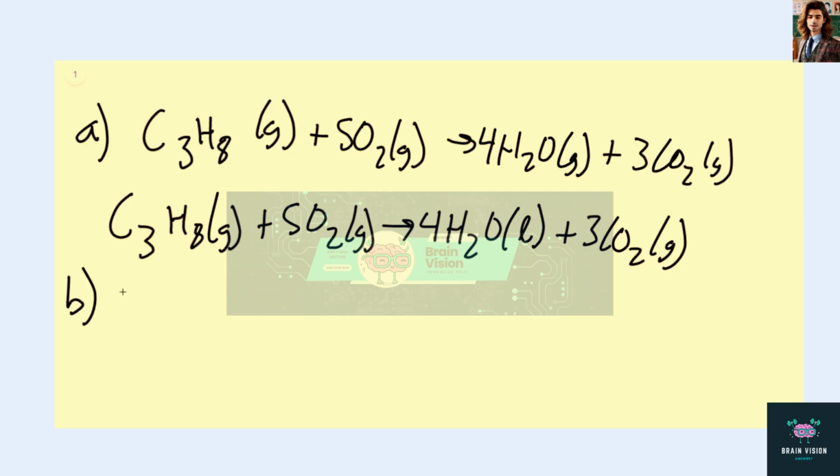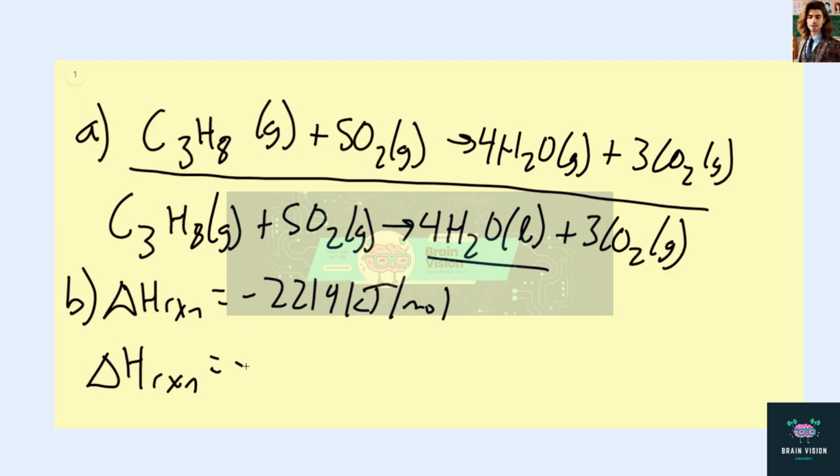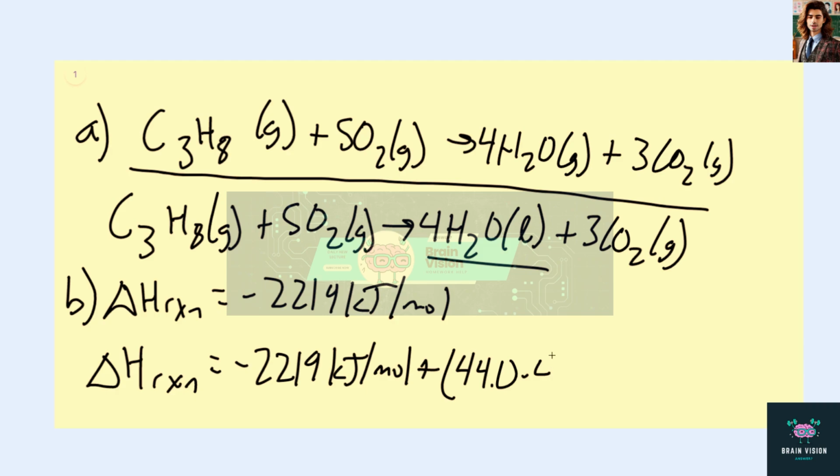So then moving into problem B, we want to find the delta H of reaction of each of these. Since it gives the delta H of combustion for this first reaction, being the HHV, as negative 2219 kilojoules per mole, we know that's our answer. For the delta H reaction with liquid water, we take our negative 2219 kilojoules per mole and add the heat of vaporization of water times the number of moles of water. This is explained in the problem, and that gives us an answer of negative 2043 kilojoules per mole.